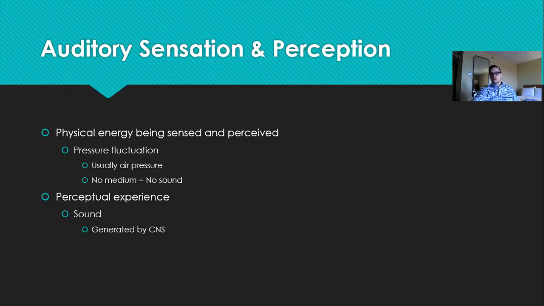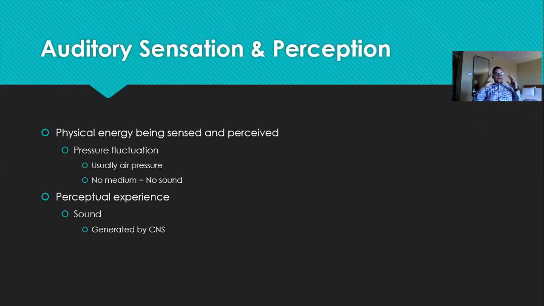So, let's talk about what physical energy we're sensing when we hear. Because again, sound, the part that your brain makes up, is caused by mechanical changes, specifically the movement of your auditory receptors. But what causes those auditory receptors to change? Specifically, changes in air pressure.